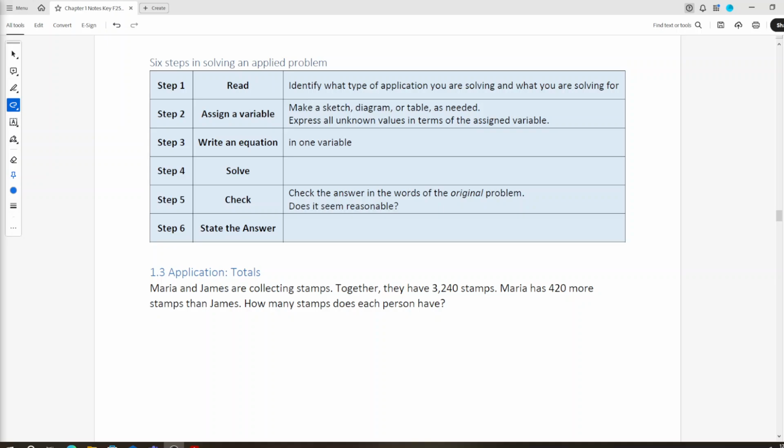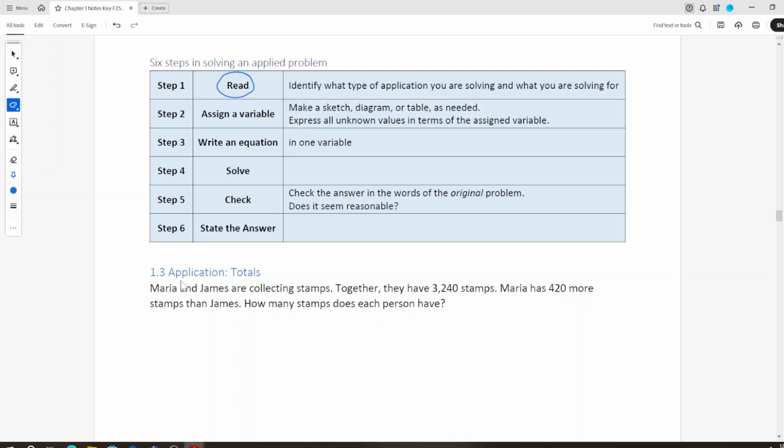And now we're going to roll into our first applied problem. When you have a word problem, the first thing you're going to do, and this seems like a simple thing to say, is read it. When you're reading it, I want you to identify what type of application you're solving. In these applications for chapter 1, there are going to be 3 types. So you're going to look at the question and ask, which type is it?